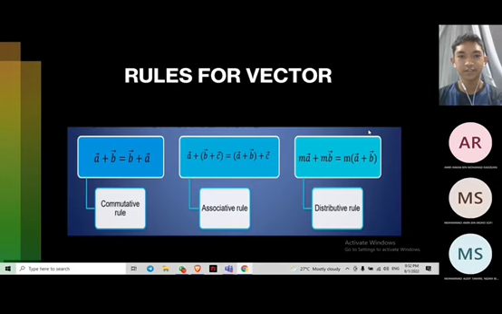Operation on vectors. Rule for vectors. Vektor A tambah vektor B sama dengan vektor B tambah vektor A. Ini untuk commutative rules. Yang kedua, associative rule. Vektor A tambah dalam kurungan vektor B tambah vektor C dalam kurungan sama dengan vektor A tambah vektor B dalam kurungan tambah C. Distribute rules. Magnitude vektor A tambah magnitude vektor B sama dengan magnitude dalam kurungan vektor A tambah vektor B.